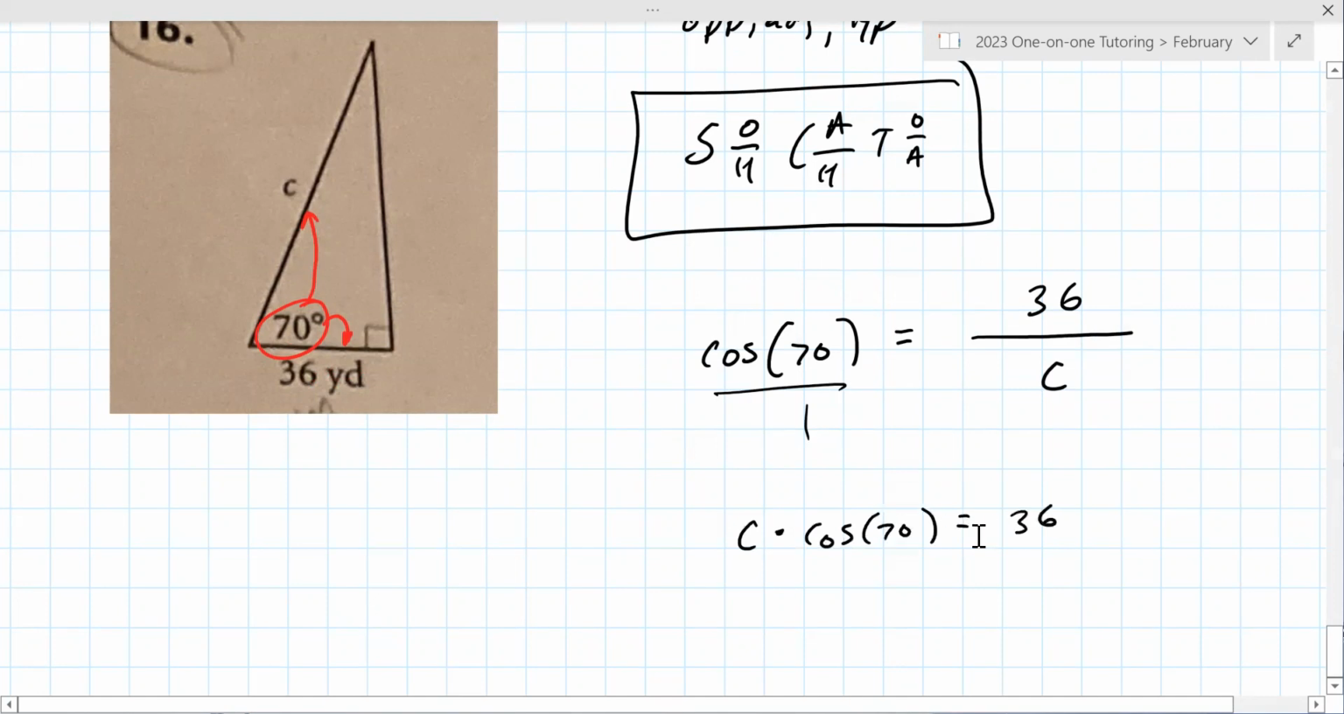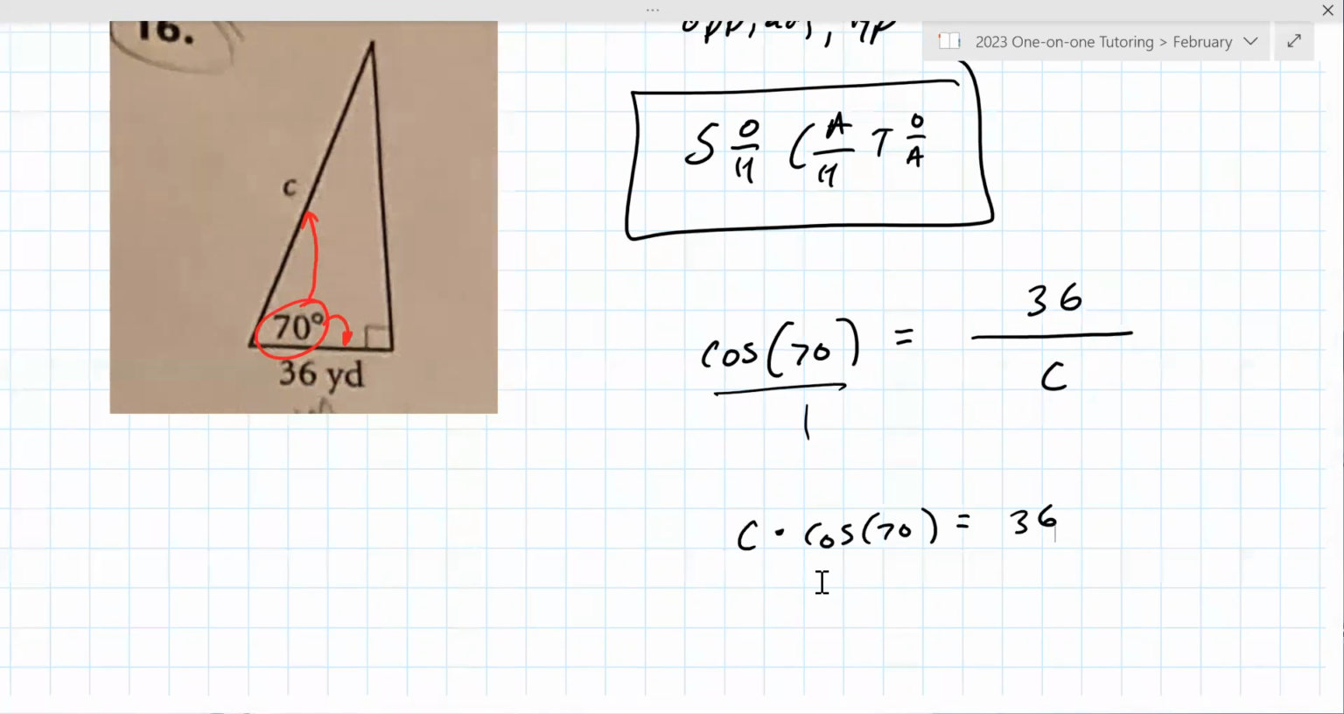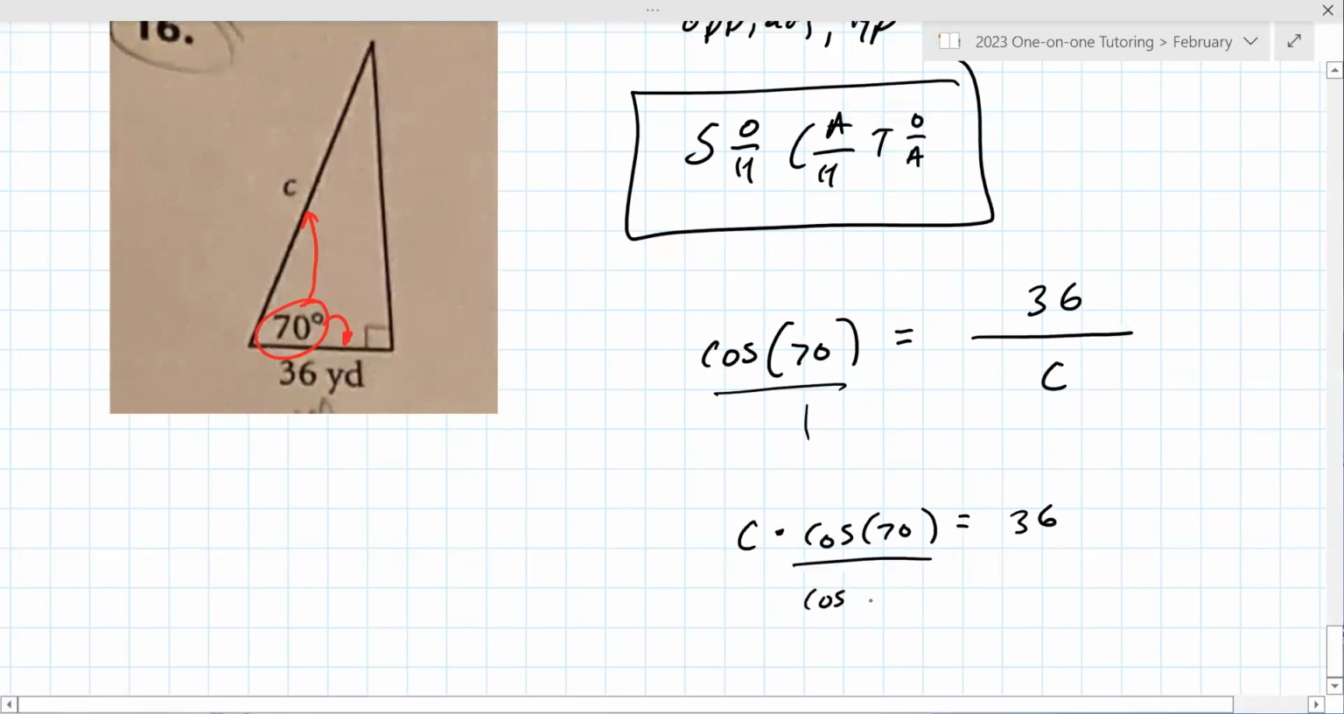That's where you might want to put a little dot in front to make it stand out from the cosine, having them double like that. And then you're gonna want to write C times cosine 70 and divide both sides by that. So then you're gonna get C equals, and then I will have to type that in.